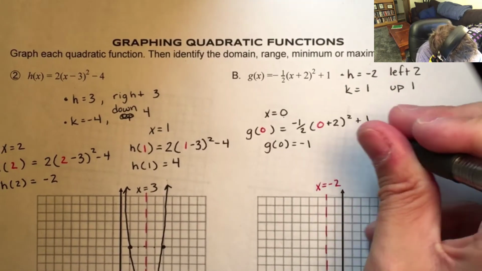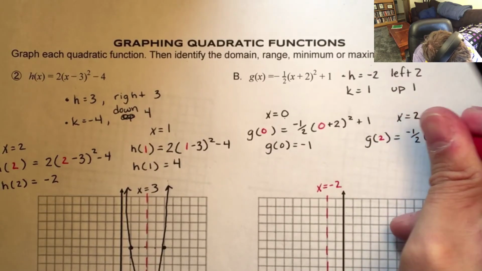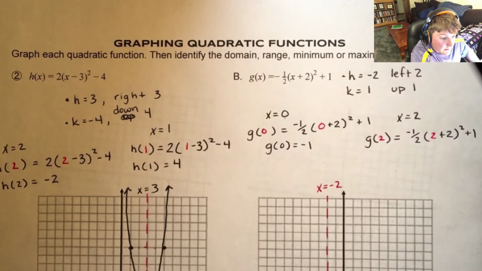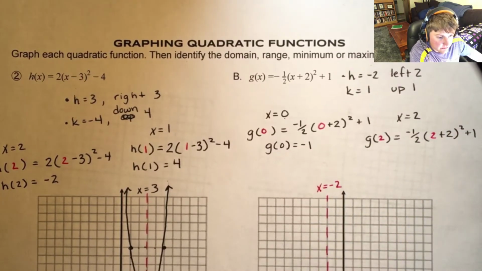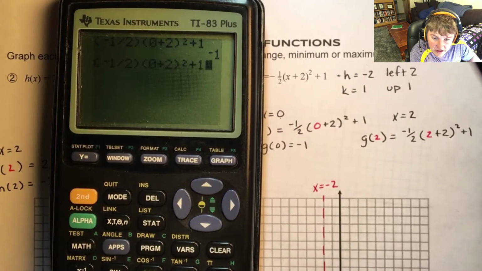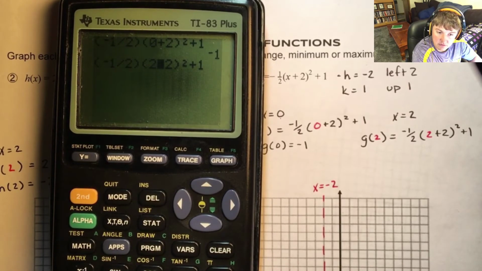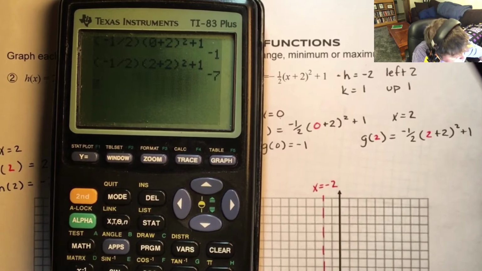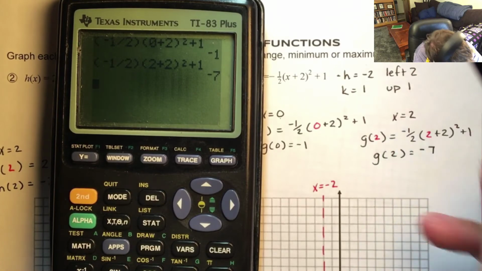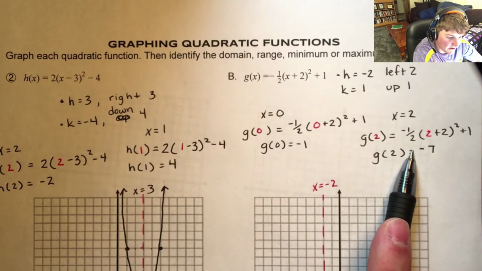Anyway, so here I have -1/2 times 2 plus 2 squared plus 1. Okay, let's just throw that in the calculator. Again, you can go ahead and hit second enter, and it will just pop up what you previously wrote, and then instead of 0, I want it when x is 2. And I get -7. So g of 2 is equal to -7, meaning the function g, when x is 2, the y value is -7.